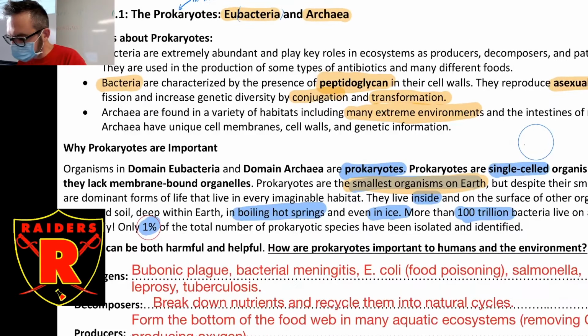There's some decomposers. These are really important for ecological reasons. They break down all types of nutrients, proteins, carbohydrates, fats, structural proteins, all kinds of stuff from nature, and allow them to be recycled back into the food chain again.